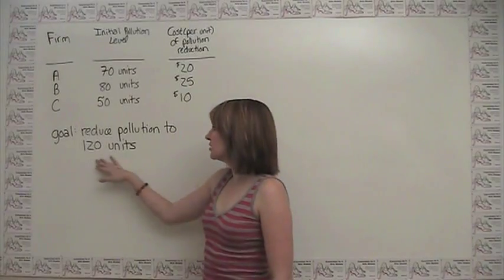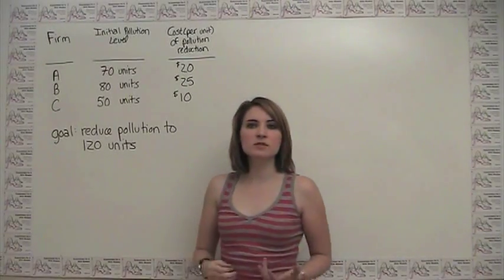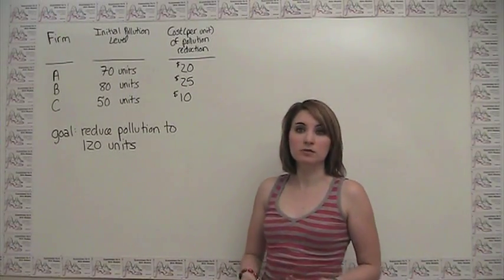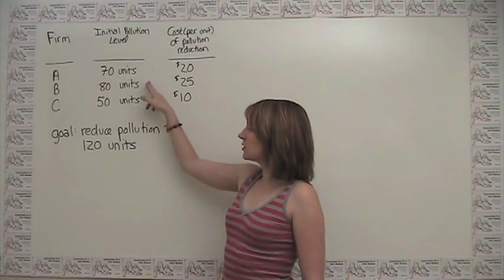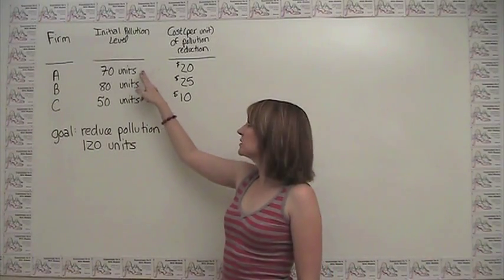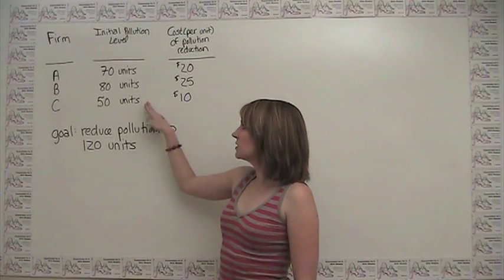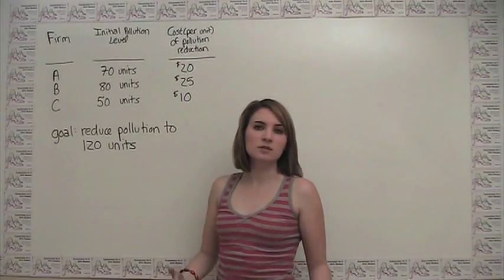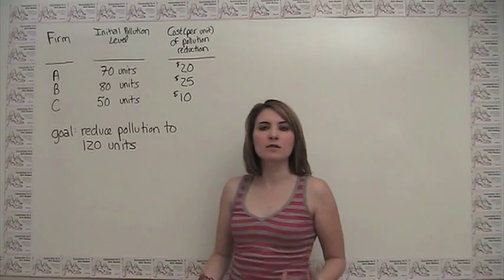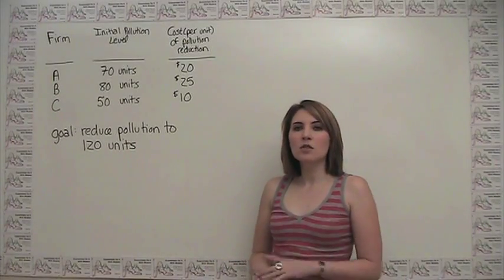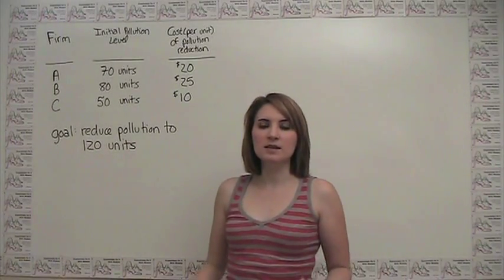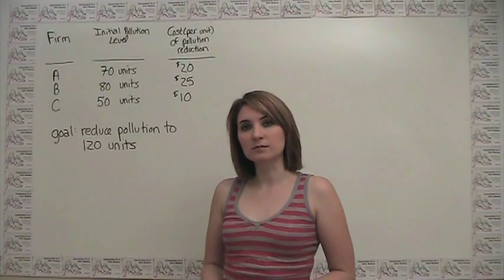Let's also say that we have a general goal of somehow reducing pollution to 120 units. You'll notice here that the current level of pollution is 70 plus 80 plus 50, which is 200 units. So we've got to somehow get rid of 80 units of pollution. The question then becomes, how can we do this in the most efficient way possible?